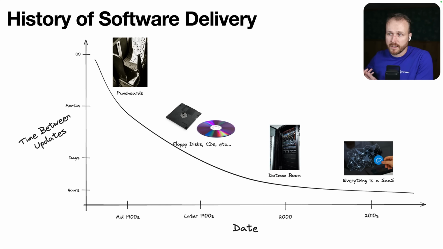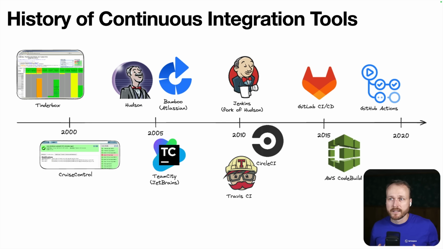Now we move into the 2010s and into the 2020s, where we are today. And the highest performing software teams are shipping updates multiple times per day. Because of this, the tooling for building out and automating tests has continued to evolve. And that's where continuous integration tools like GitHub Actions really start to shine and become critical for these teams to ship quickly and safely.